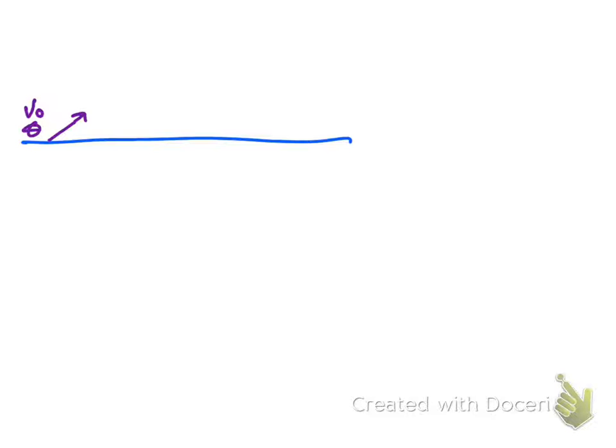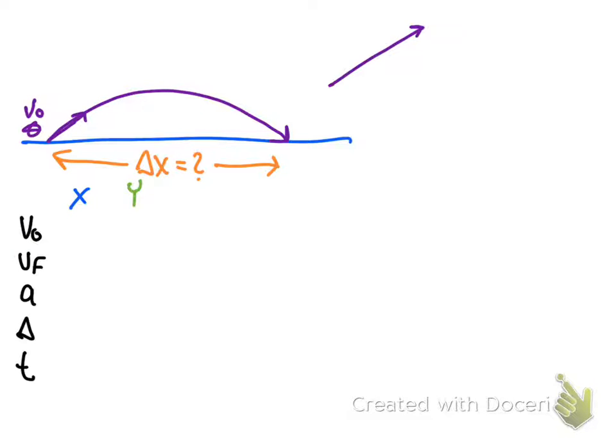So let's say an object is launched with a velocity of v0 at an angle theta. And it's going to hit the ground, again, on level, flat ground, some distance further down. We want to find out what delta x is. We'll call that the range. How far is this object going to go? Well, again, a kinematics problem.